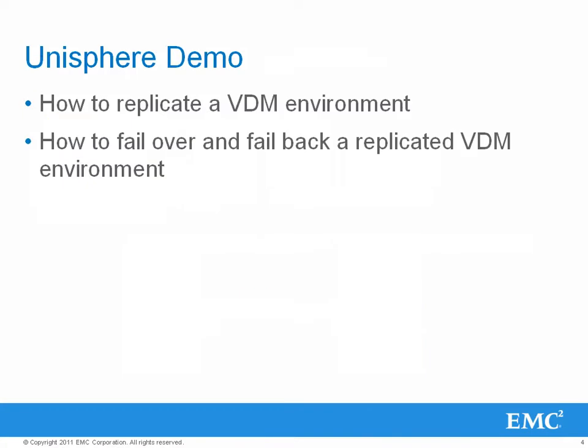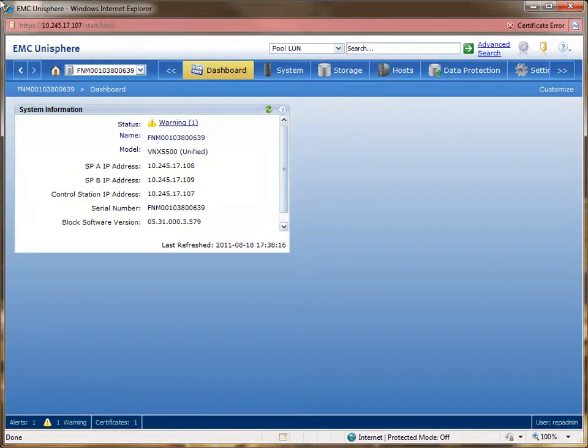An existing VDM environment will be used in the Unisphere demonstration to show the following: how to replicate a VDM environment, and how to fail over and fail back a replicated VDM environment. In this demo, we'll be replicating an existing VDM environment. The VDM is called source-VDM, and the file system mounted on the VDM is called marketing.